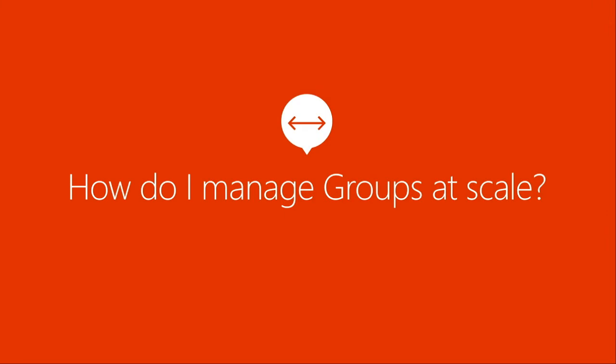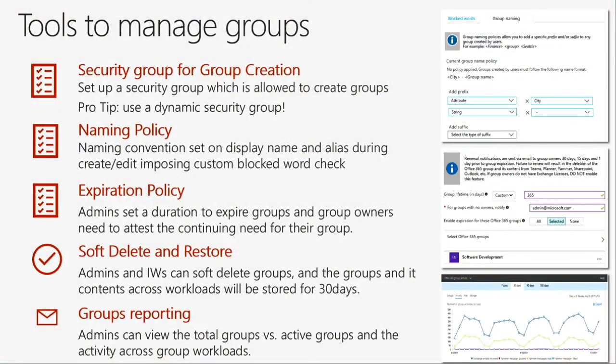But how is that set up, and how do I manage that? Because we saw in our workflow a lot of requirements for how that works. So the first step, if I step you through the slides, is first we set up a security group which is allowed to create groups. This is done via PowerShell, and the pro tip is always do that with a dynamic distribution group. This is very easy to do with new PowerShell cmdlets.